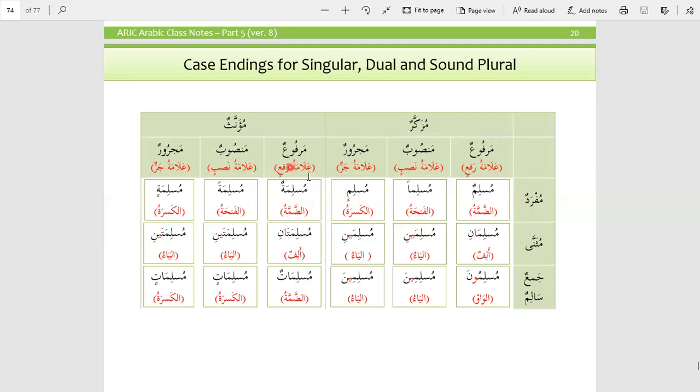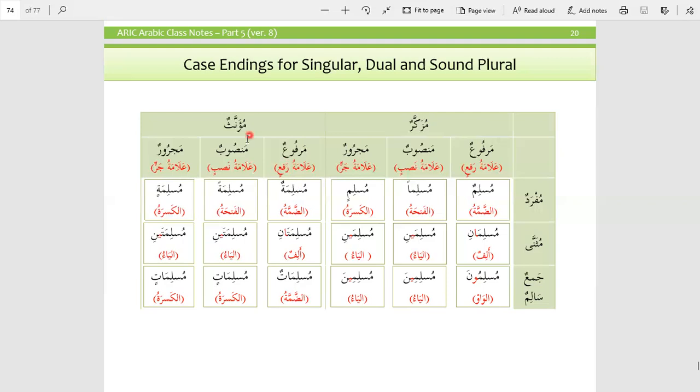Marfu'un, alamatu rafi'. Now we are looking at mu'annath, the feminine side, Muslimatun. This is dhamma, Muslimatun. This dhamma is showing us this is marfu'un. So dhamma is always in marfu'un case, alamatu rafi'. And we've got Muslimatan. Remember, alif is the sign for mutanna, marfu'un. Muslimatun is dhamma. As long as it is dhamma, it is marfu'un.